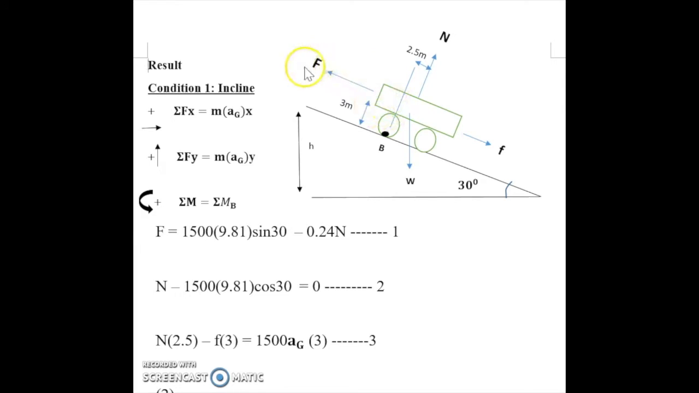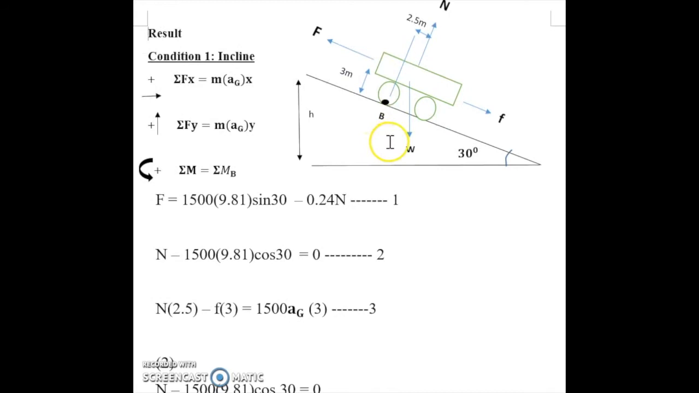As we know, there is a formula for the frictional force, which is F = μN, the coefficient times the normal force of the car. And here the F is 3 meters from the ground, and the distance between N and point B is 2.5 meters. So now we're going to start to solve the problem.